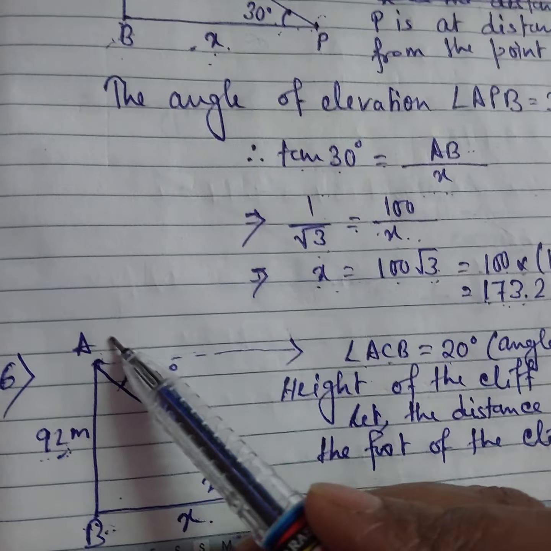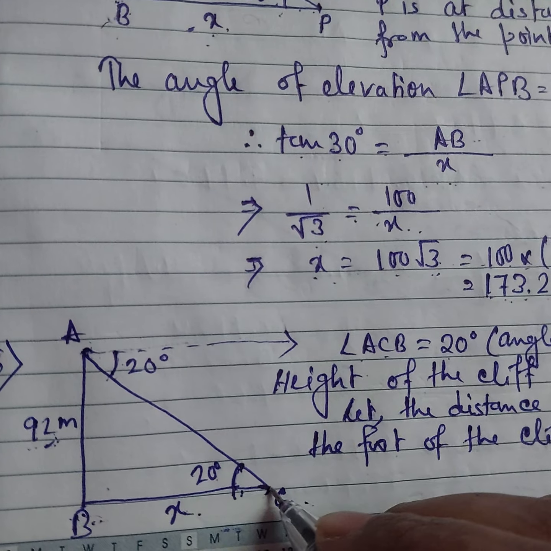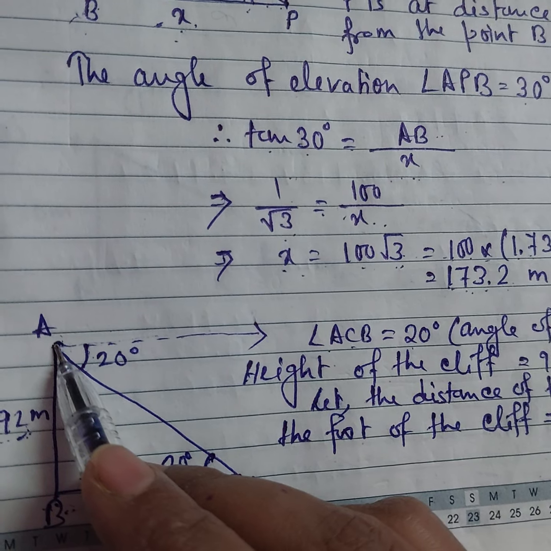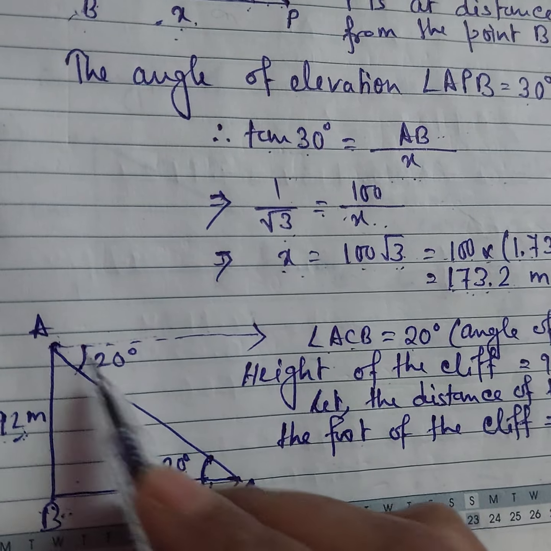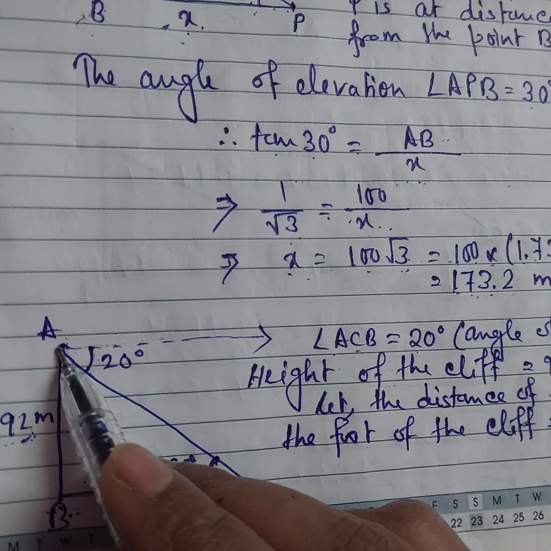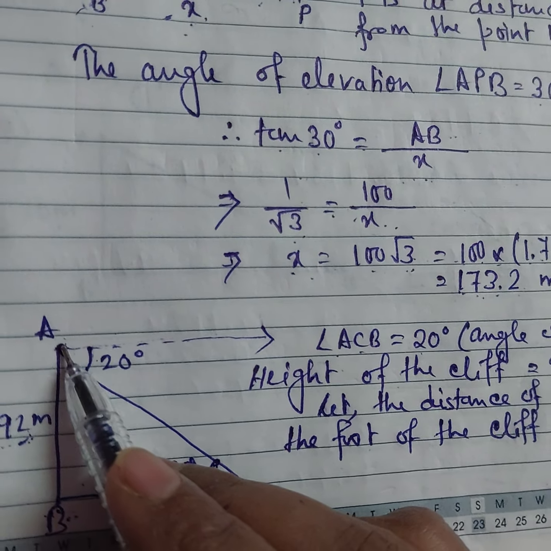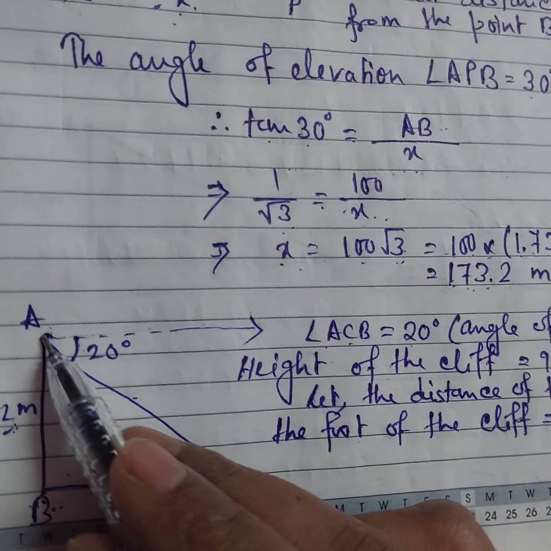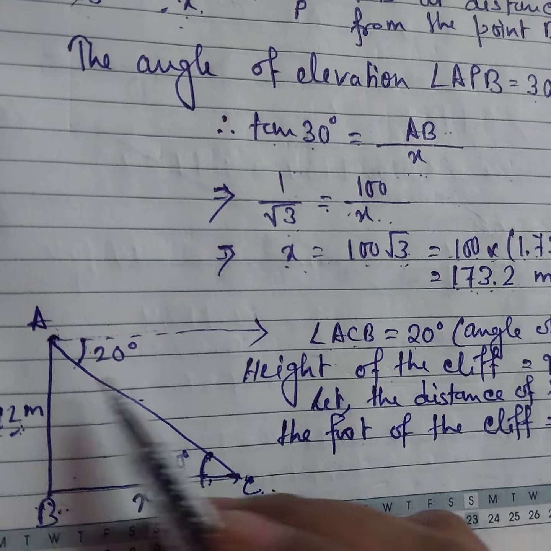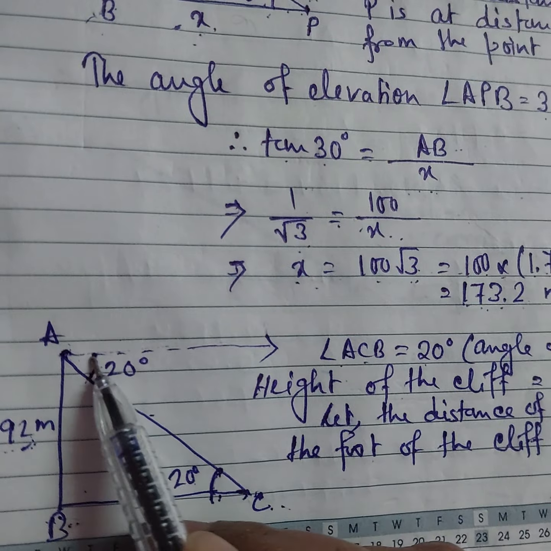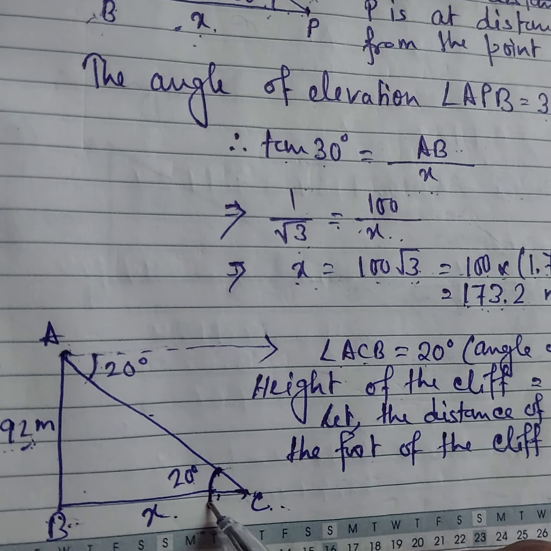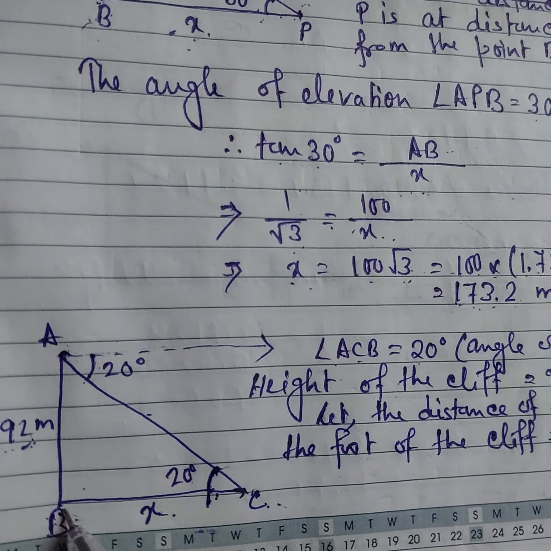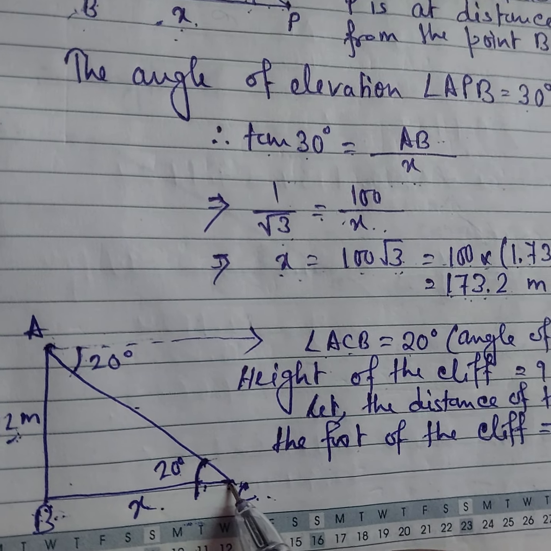So this is the cliff AB. Here at this point the boat is there. So from the cliff, since the observer is in the upper part relative to the object, an angle of depression has been created. Since this is 20 degrees, this angle is also 20 degrees. And you have to find the distance between the foot of the cliff and the boat.